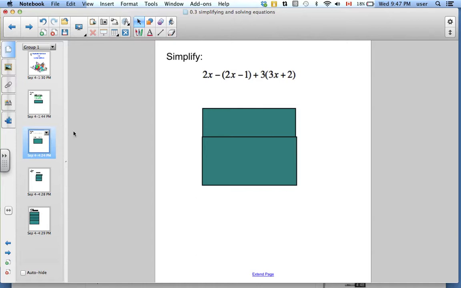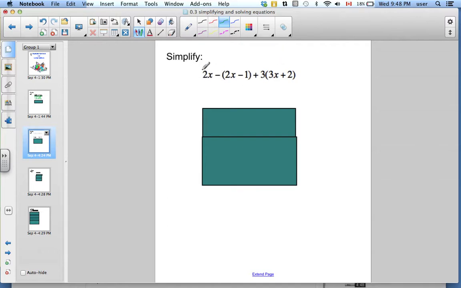Our next example here says simplify 2x minus, and then in brackets, 2x minus 1, plus 3, and then in brackets again, 3x plus 2. So there's a couple things that we have to do first. It says simplify. It's an expression. There's no equal sign. So we're going to combine our like terms. But before we combine our like terms, we have to expand the brackets.